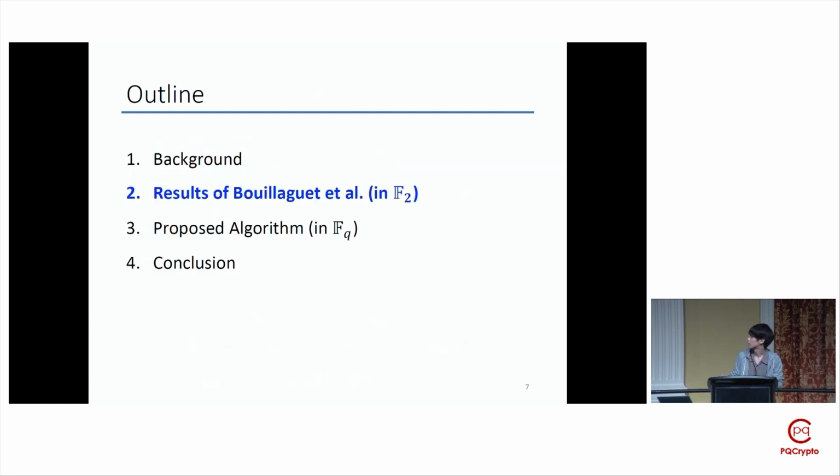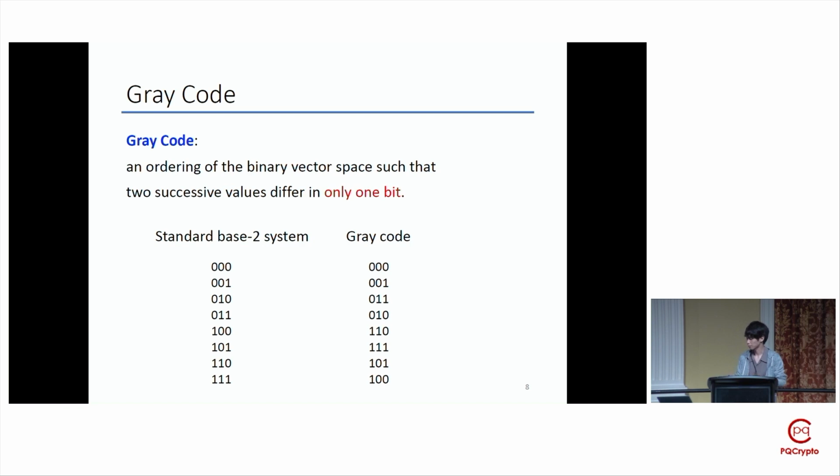Then I'll talk about the result of Bouillaguet et al. in the binary field. As I said before, the enumeration algorithm of Bouillaguet et al. is constructed mainly by using two techniques, and one of them is the Gray code.